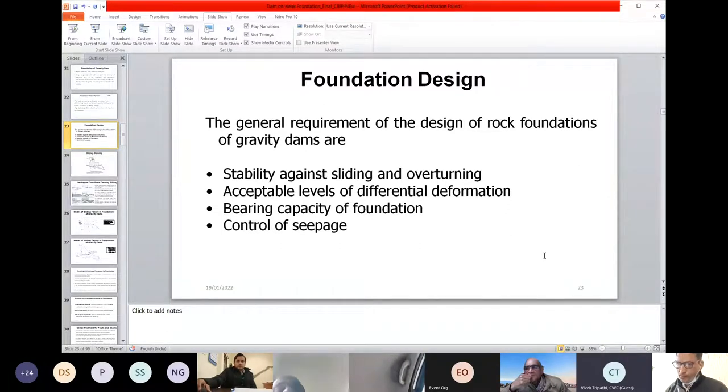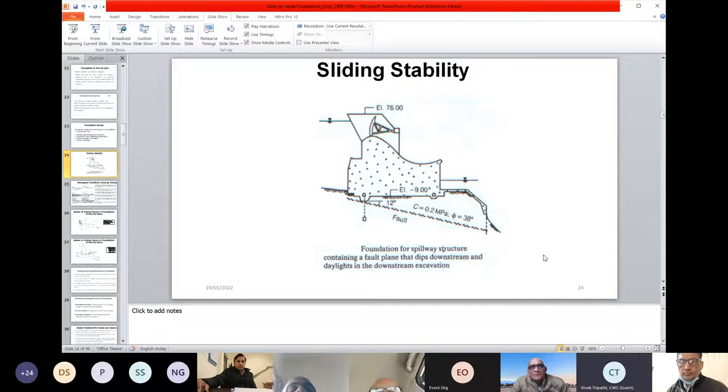So we have to check for the stability of the gravity dam: stability against sliding and overturning, acceptable levels of differential deformations, bearing capacity of the foundation, and control of seepage through the foundation. So for the sliding stability, I told you the stability should be checked at a weaker plane of the foundation, at a shear zone or at a fault. If it is not there, then we have to check at the interface of the concrete structure and the rock, and also within the structure.